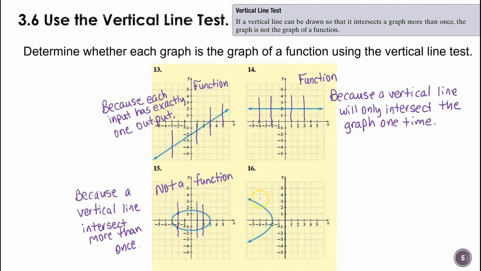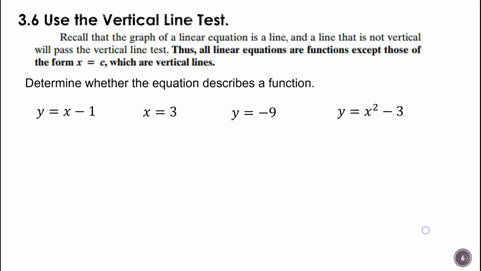And then the next one, this is also not a function. You can see that vertical lines are intersecting it in a couple of places. So this is not a function, and the reason is the same as number 15, because a vertical line intersects, let me put an S on that, more than once.